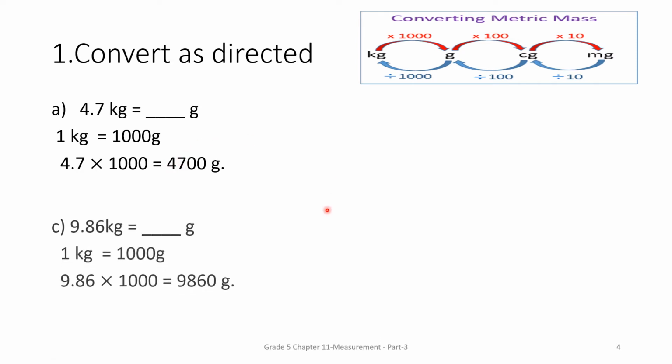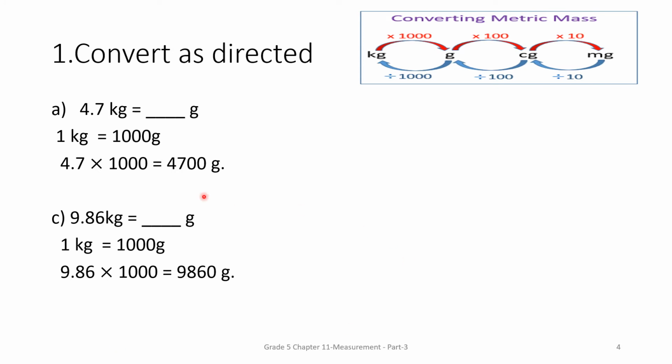Now scholars, we will see one more sum, that is sum number C: 9.86 kg equal to how many grams? Again, as we have seen in question number 1, we have to convert kg to gram. For that we know that 1 kg is equal to 1000 grams. So how much will be 9.86 kg? For that we have to multiply 9.86 with 1000. Again here we have 3 zeros, so we have to shift the decimal point to its right by 3 digits.